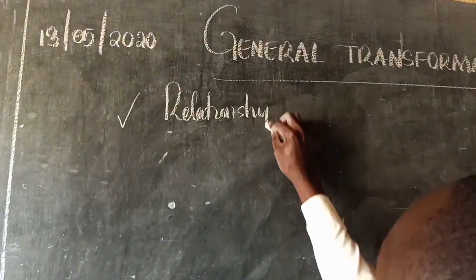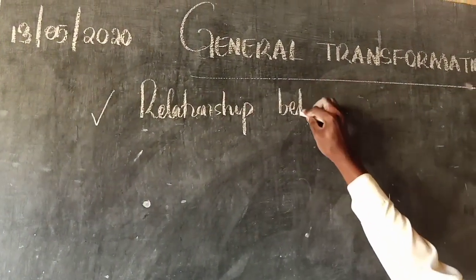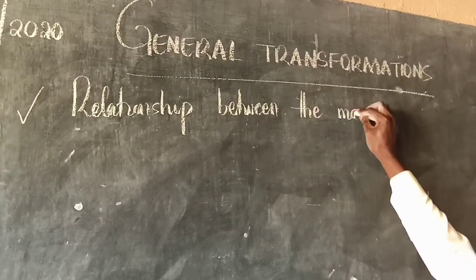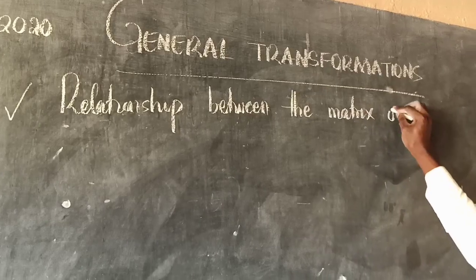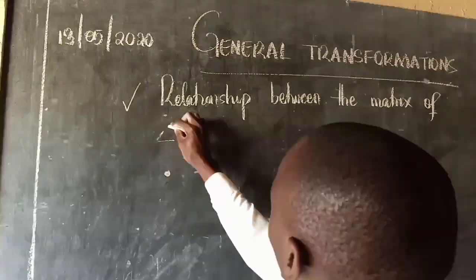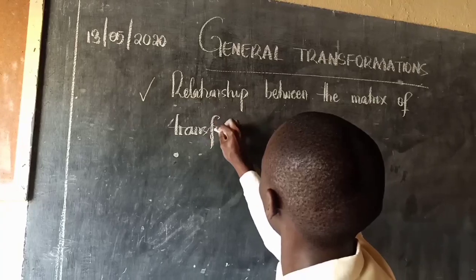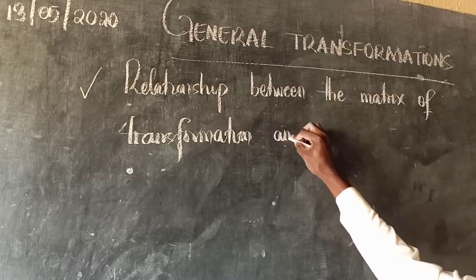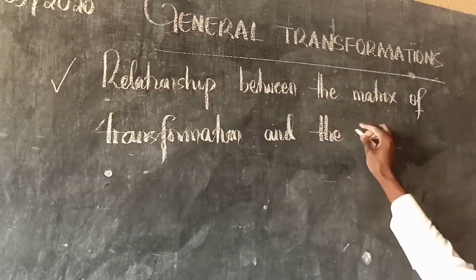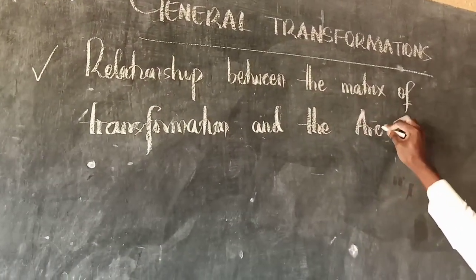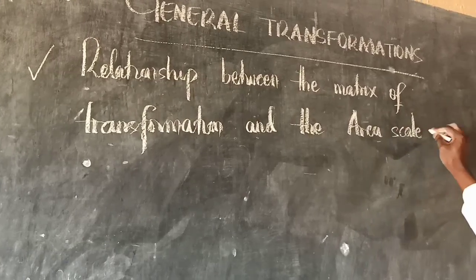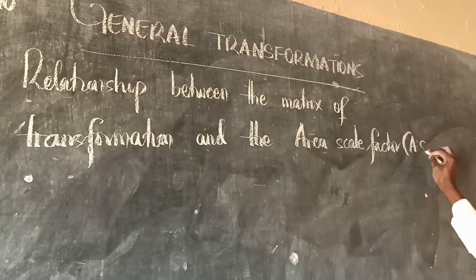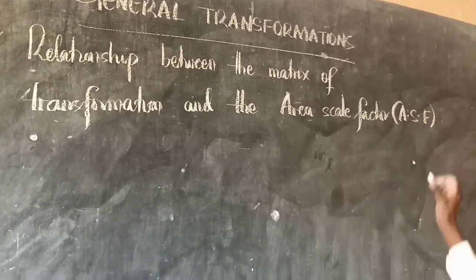that is to say, what I would call the relationship between the matrix of transformation and the area scale factor. This is famously denoted as ASF.